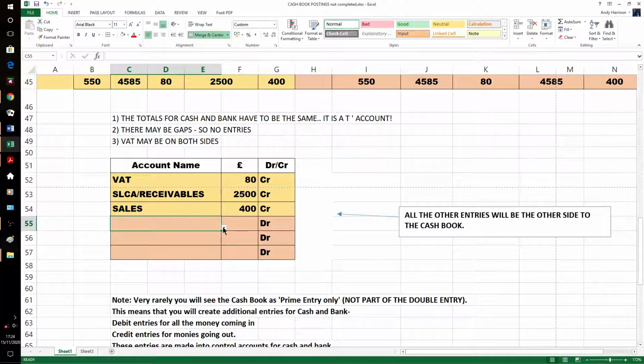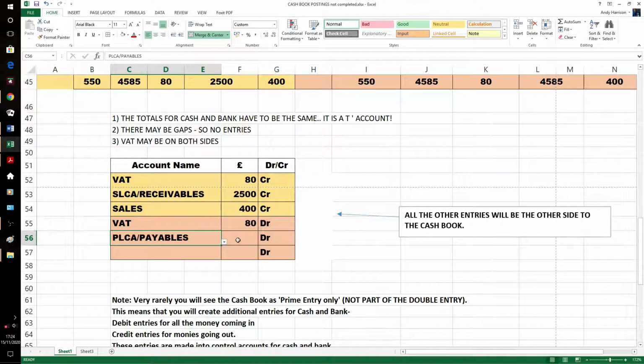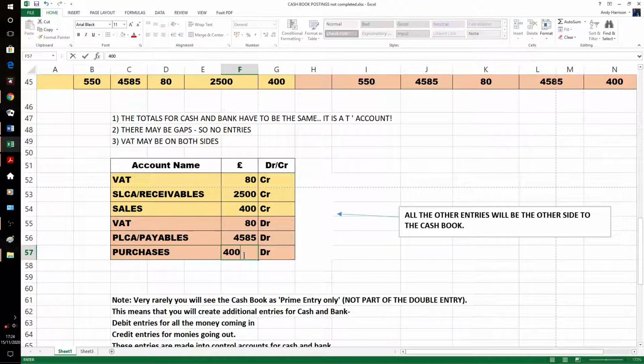And similar to the previous question, we've got £80 VAT, we're paying a supplier 4585, or could be multiple suppliers of course, and then our purchase of £400 plus VAT, all on the debit sides. So again, the other entry is the other side of the cash book. It's just that this version has debit and credit sides of the cash book.